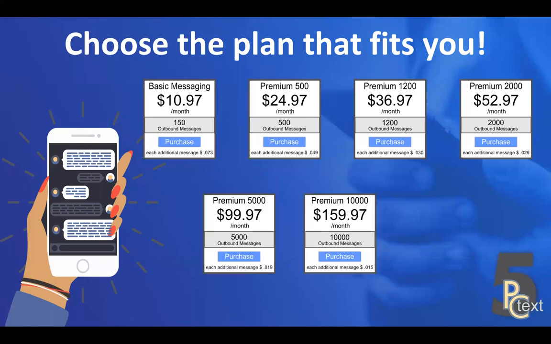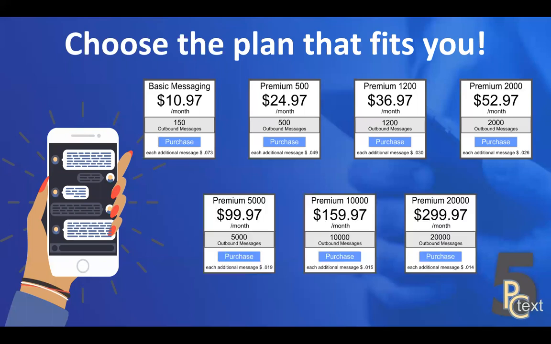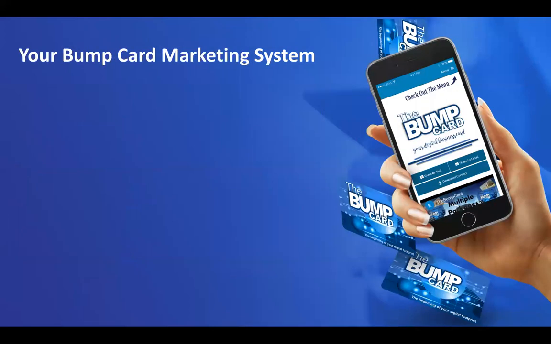There's a $297 plan for 2,000. We'll just get through this real quick. We have more than this, but I can tell you, we're the most inexpensive you can find. You will not find 20,000 outgoing messages for $299 a month. You just won't. You can with us, though.